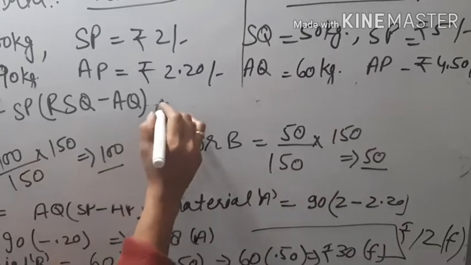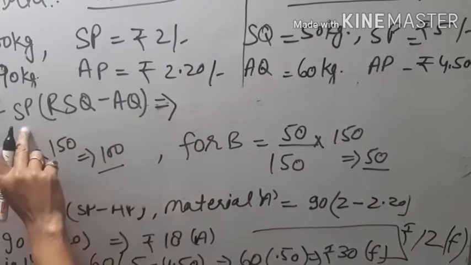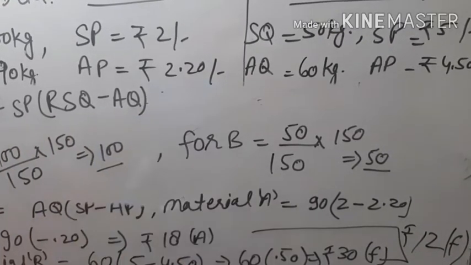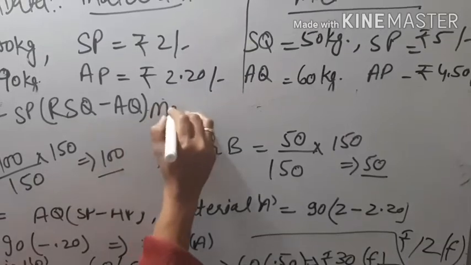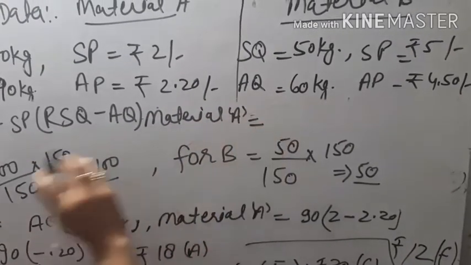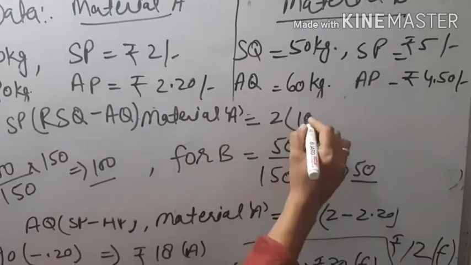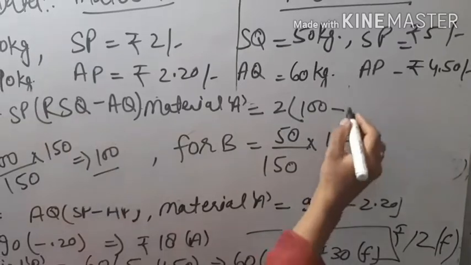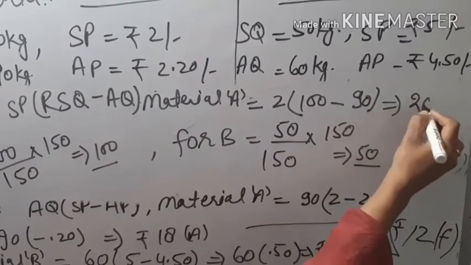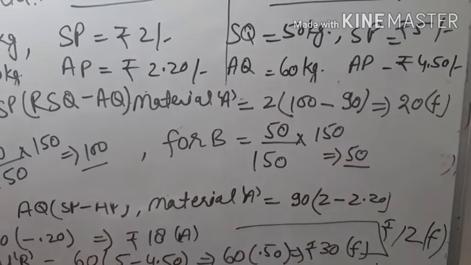Now we will put the values. Standard price for material A, material A, standard price 2, revised standard quantity 100 minus actual quantity 90. Now this comes in 20 in favorable term. We will rub the values.